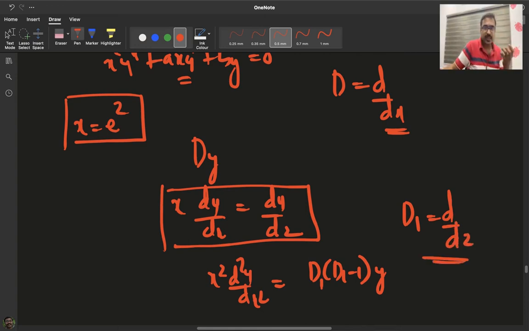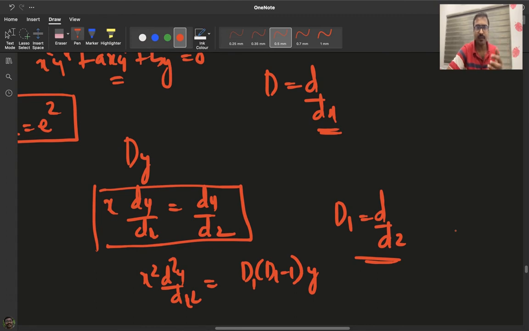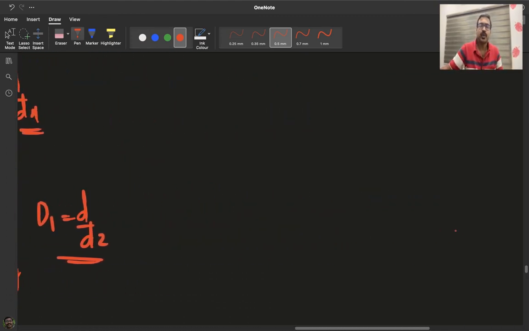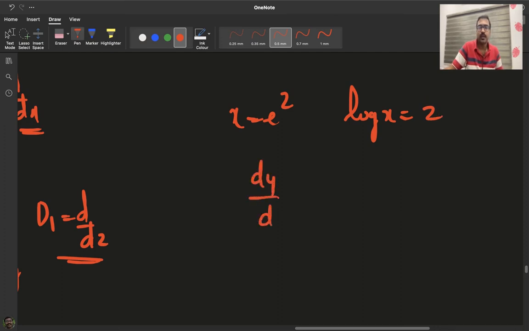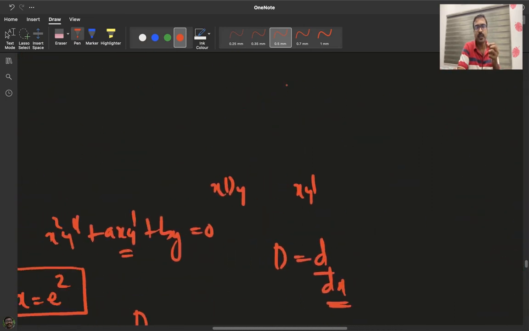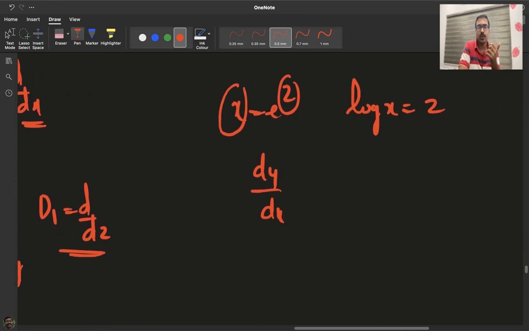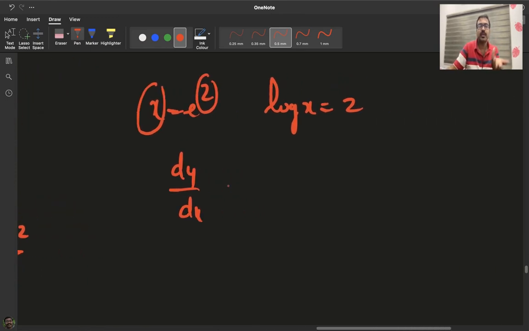You may think it's very strange, but it's a very simple thing. The derivation is not needed for you, but still I'll derive it for you. Suppose x is equal to e raised to z. Then you can write log x is equal to z. Suppose you have to find dy by dx, you have to write it in terms of dy by dz. I am going to change the independent variable into z, changing this equation into an equation involving y and z only.